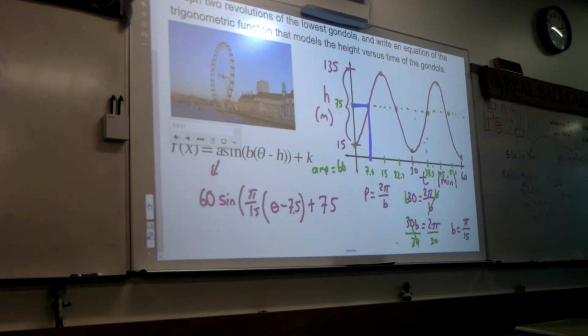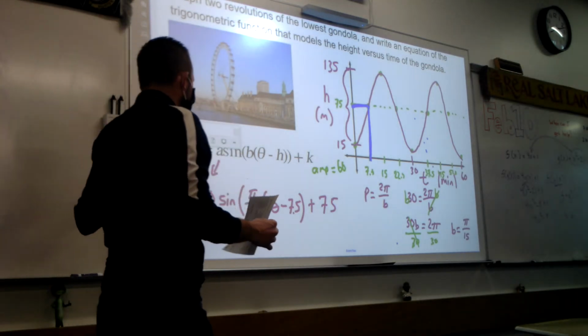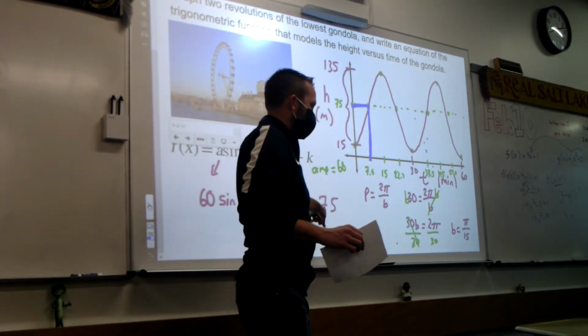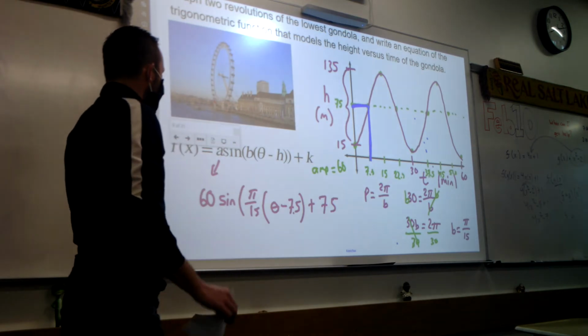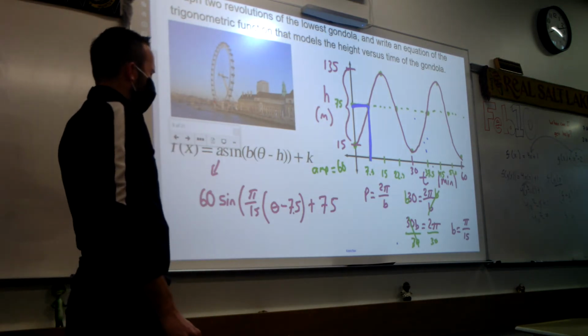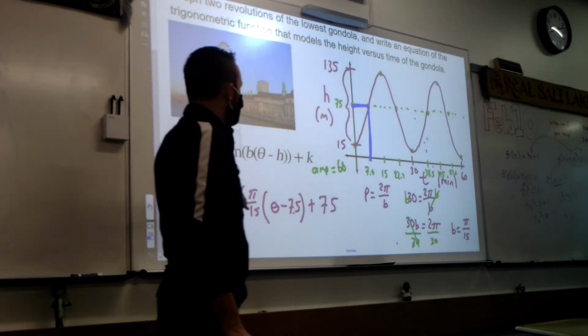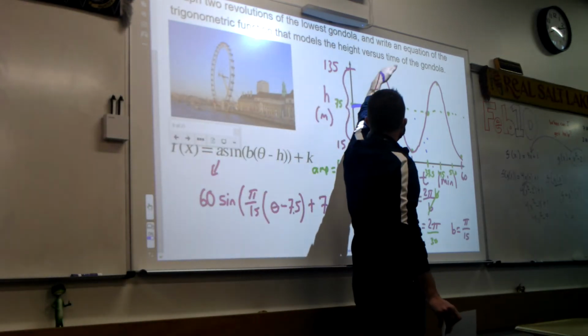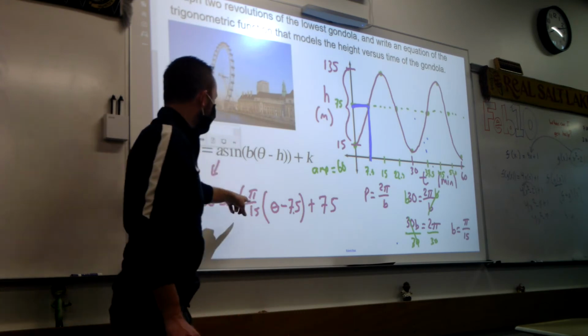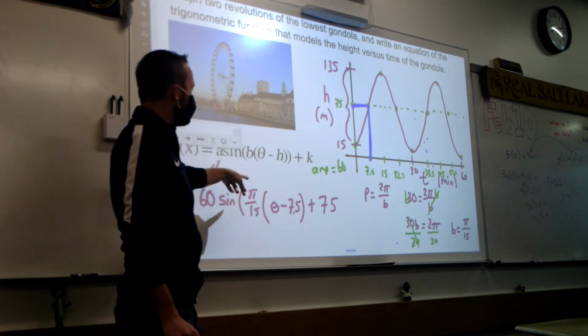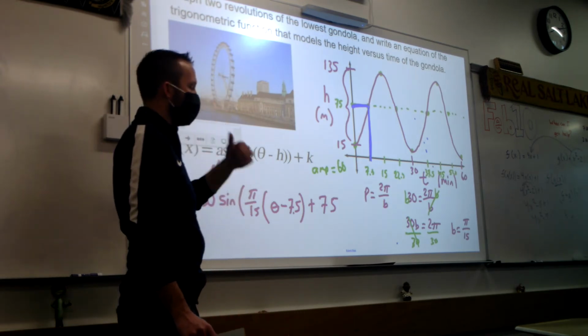And voila, you have your equation that's going to model this. Okay? Now, let's just review it real quick so we're all on the same page. What does 60 represent? Amplitude, because from its midline it went up 60 and down 60. Awesome. Pi over 15. This is what gives us that the period is 30 minutes.